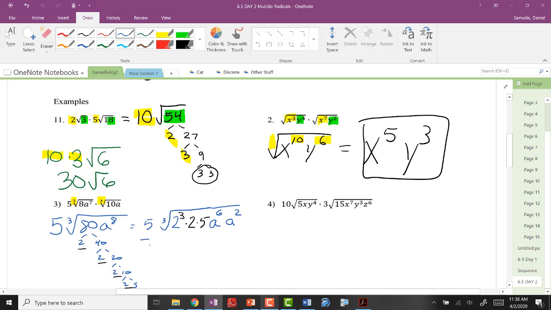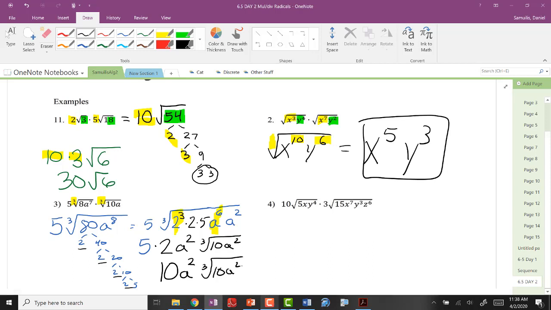Okay, so I'm going to bring out... What can I bring out? Well, I can simplify this, and I can simplify this. So I can bring out a 2 and an a to the 2nd. And what stays in is the 2 times 5, so 10, and a squared. So my final answer is 10a squared cube root of 10a squared. How about that?